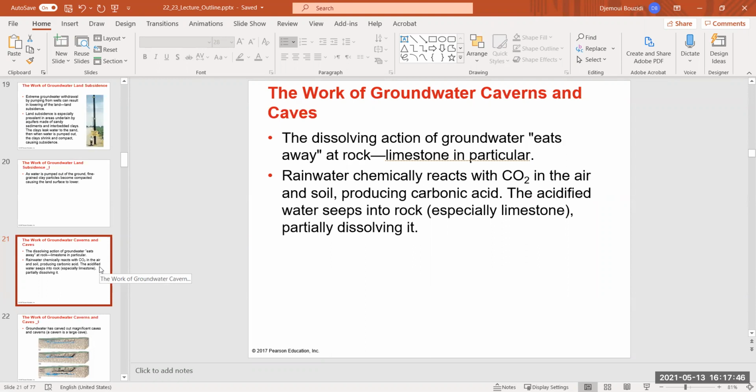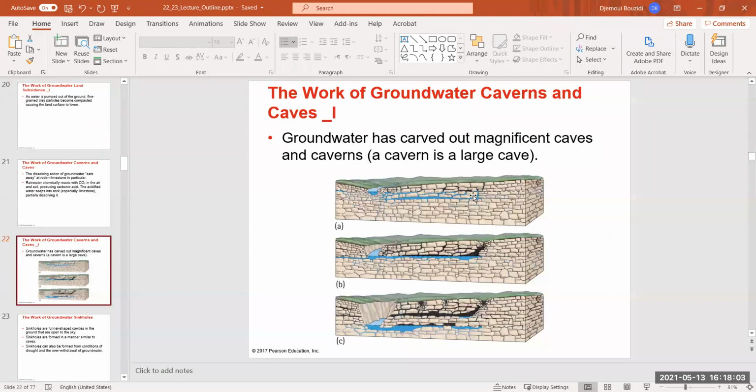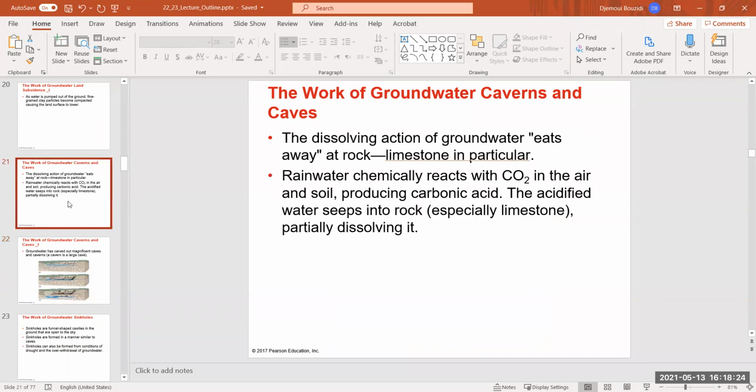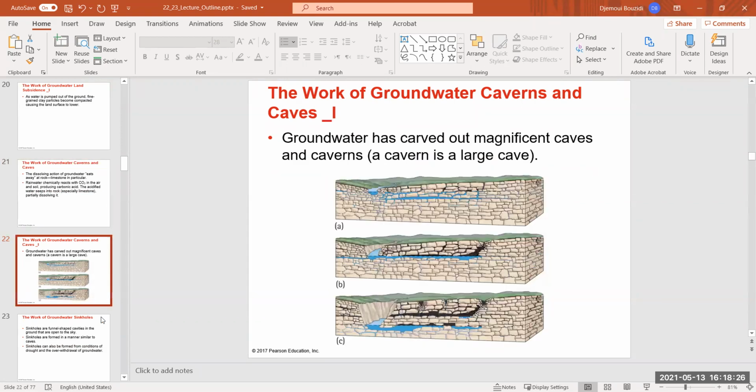So the dissolving action of groundwater eats away at rock, limestone in particular, because rainwater reacts with carbon dioxide in the air and becomes acidic, and the acids will dissolve limestone. When it does, it starts forming these formations in here, which are small caves, followed by these large caverns. So that's basically how the process works. The rain becomes acidic, and as it does, it eats away at the limestone, which is mainly based on calcium and other minerals.